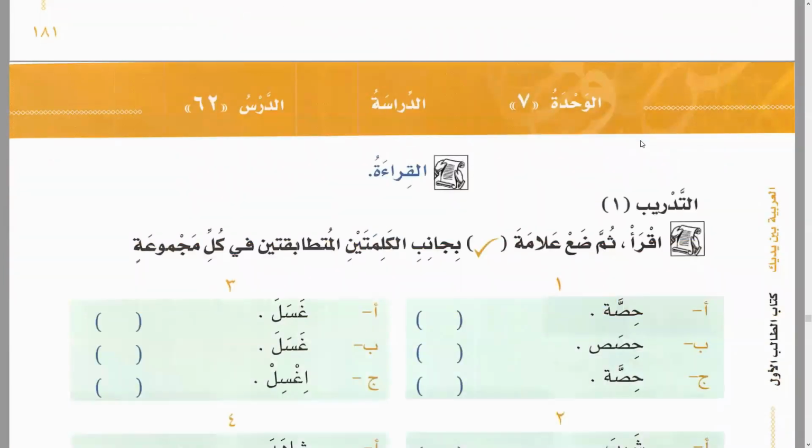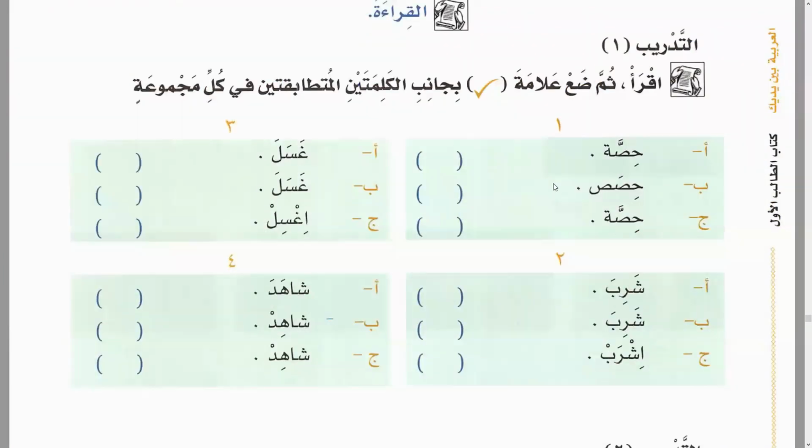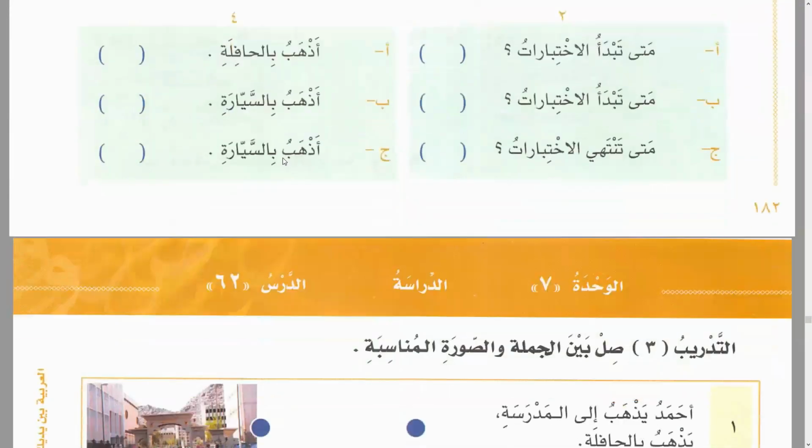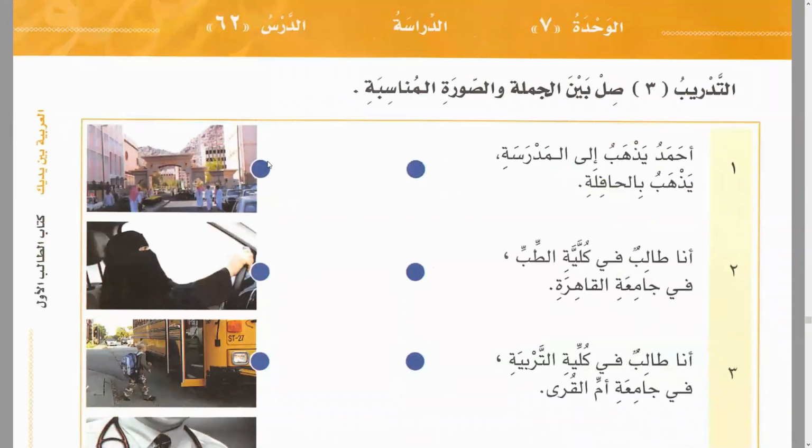The last thing, which is very easy, again, just reading practice. The odd one out, right? We don't spend so much time on this. The odd one out is this, right? We just do reading practice. Ghasala, ghasa, ghusl. This is the odd one out. Shariba, shariba, ishrab. Odd one out. Shahada, shahid, shahid. This is the odd one out. Similarly for sentences, في أي مدرسة تدرسوا, في أي جامعة تدرسوا, في أي جامعة. This is the odd one out. That's very simple. I won't spend time doing that.